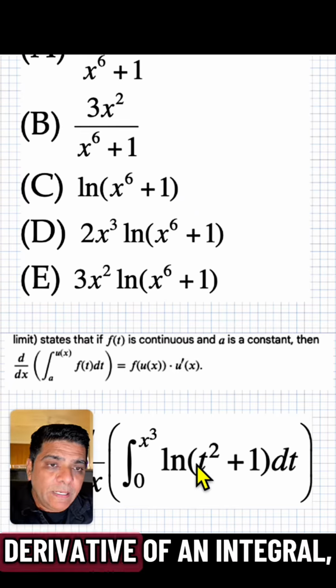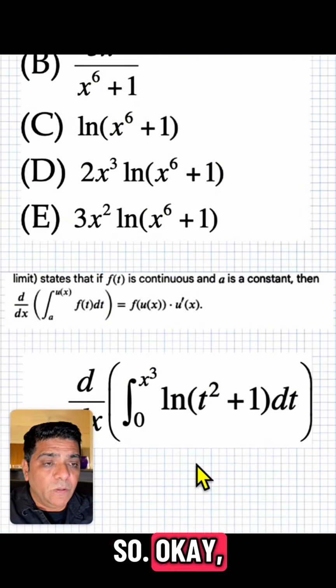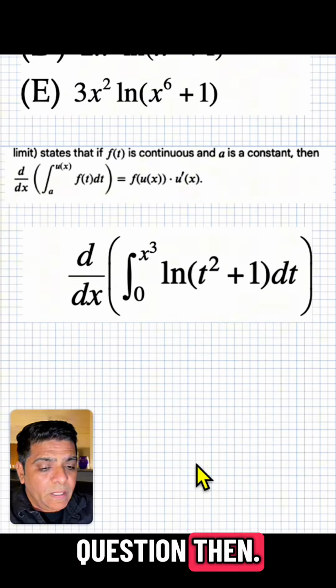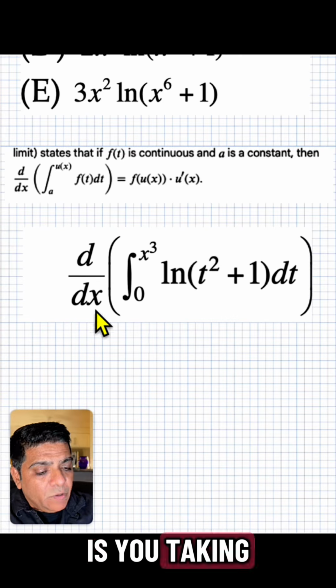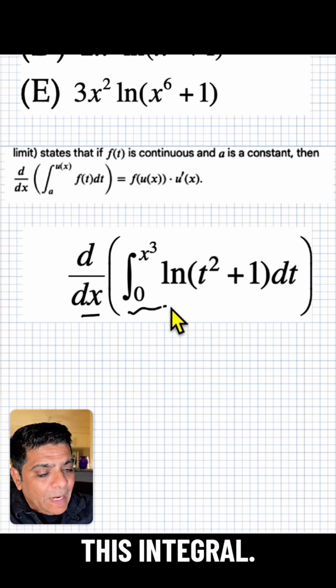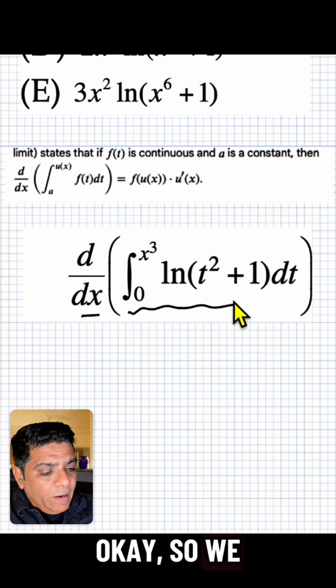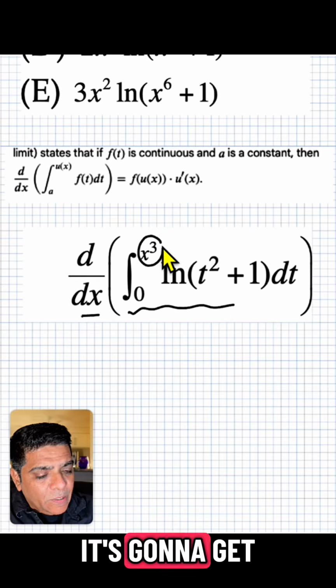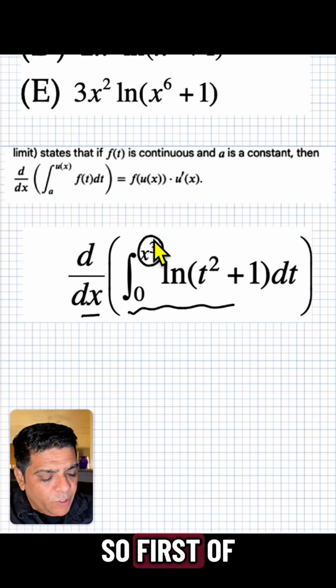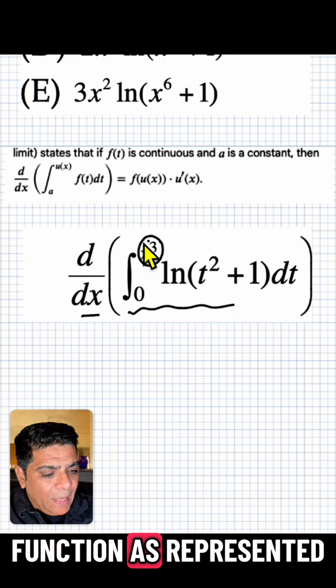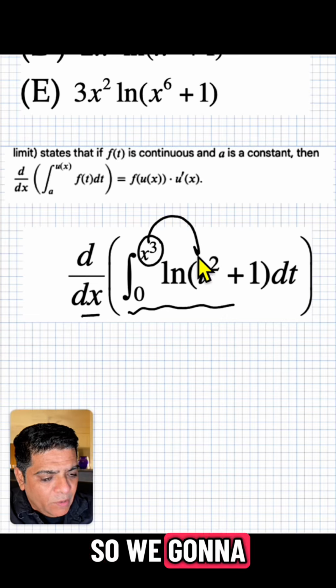You take the derivative of an integral, you get back the original function. So, let's take a look at our question then. Our question is, you're taking the derivative of this integral. We have already discussed that when you do that, it's going to get back the original function. So first of all, the original function is represented through x. So we're going to substitute this here.